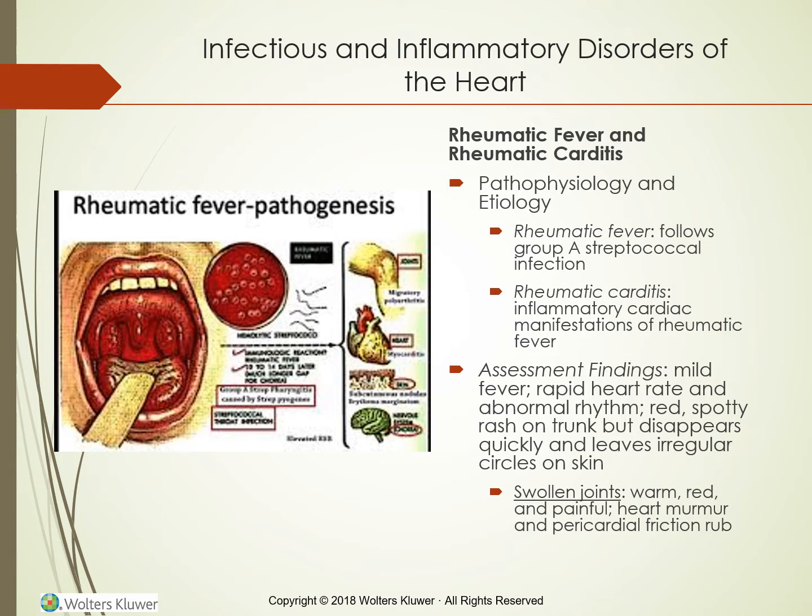Assessment findings: mild fever, rapid heart rate and abnormal rhythm, red spotty rash on trunk that disappears quickly and leaves irregular circles on skin, swollen joints, warm, red and painful joints, heart murmur, and pericardial friction rub.